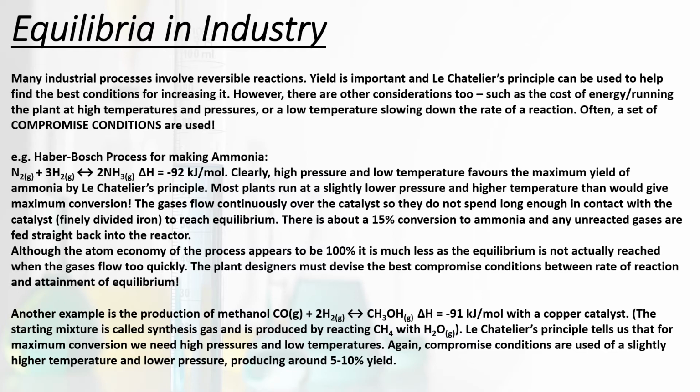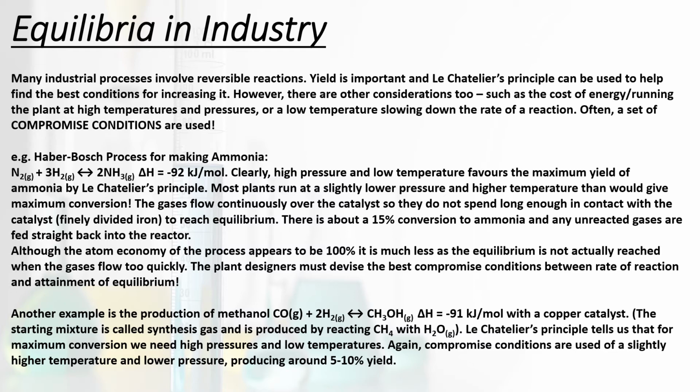The problem with this, though, while there isn't necessarily so much of an energy cost with using a lower temperature than a higher temperature, at lower temperatures and at lower pressures, this is going to slow down the rate of a reaction. So we might be able to get a fantastic yield out of it, but the reaction might end up taking 7 days to complete. And so often, a set of compromise conditions are used.